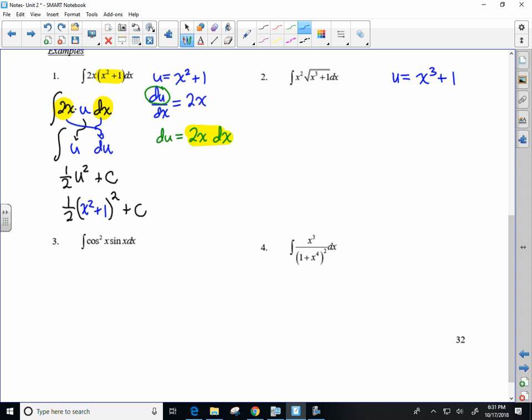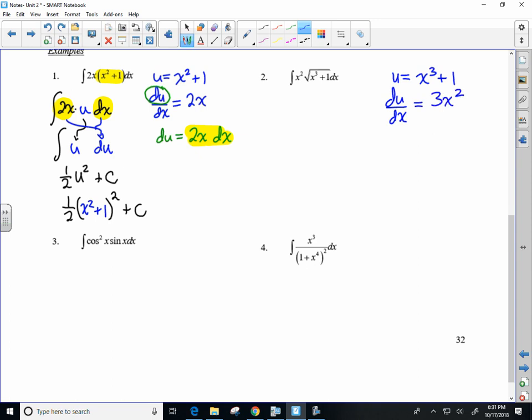So if there's an x left over after I choose my u and take the derivative and try to cancel, I chose the wrong u. All right? So that's a good way to go about it. It takes a little bit of practice, and by a little, I mean a lot. But you'll get there if you're not already there. du/dx would be equal to 3x squared.